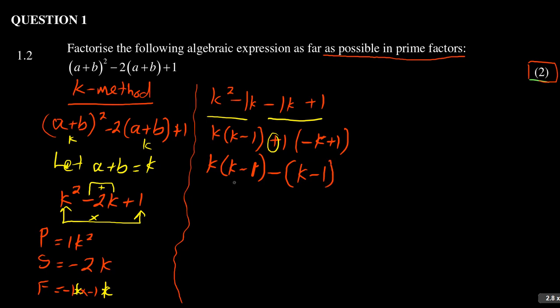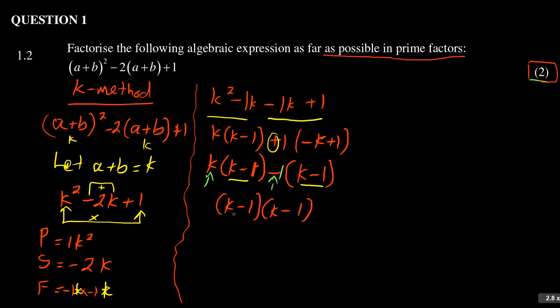Now you can see this is k minus 1 and that is k minus 1. Remember, that is very important. So now you are going to have k minus 1 inside the bracket, and outside the bracket we are having that, but you can put a 1 as a placeholder. Again, you are going to have k minus 1.